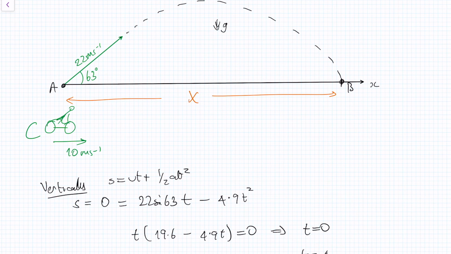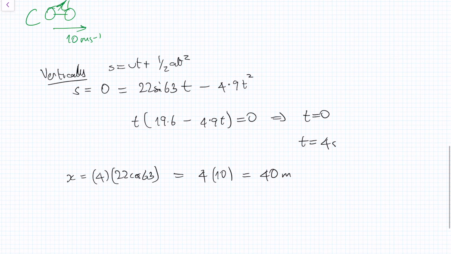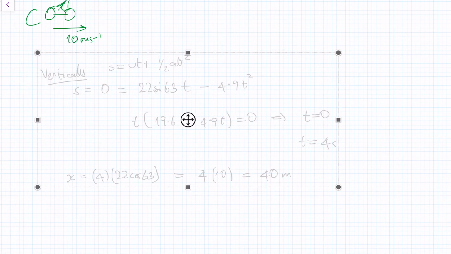Well, if you think about it, what is the horizontal velocity of this object? Well, 22 cos 63, which turns out to be 10 meters per second, which is equivalent to the speed of the cyclist. So what will the cyclist see? Well, if we move this down here, let me move it down further.